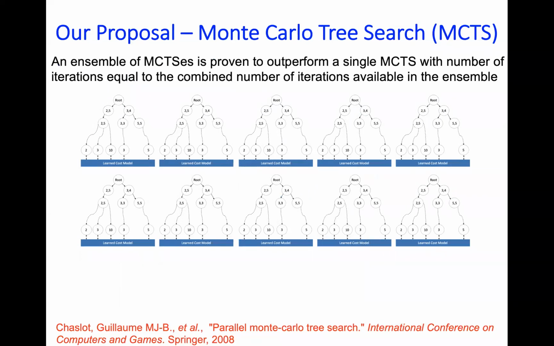So one advantage of MCTS is that there's a work that showed that if you use an ensemble of MCTSs, it can outperform a single MCTS, or at least achieve the same performance. And this basically allowed us to parallelize this task over multiple cores or multiple machines, which allows us to search and investigate much, much, much faster.